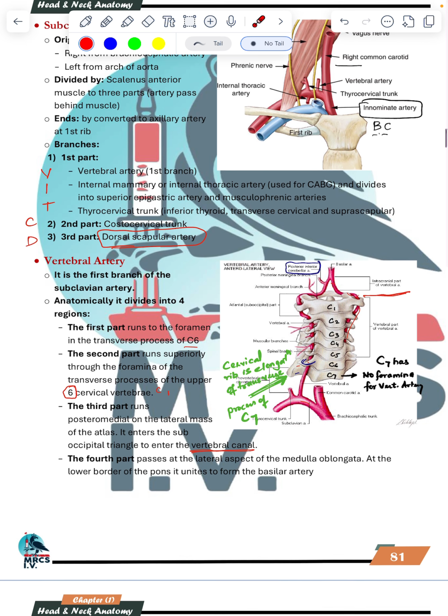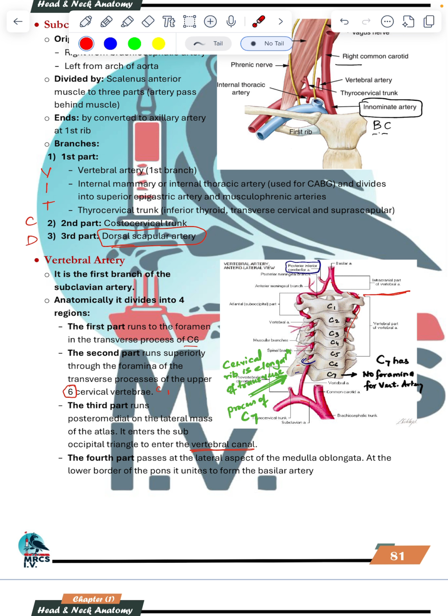The vertebral artery is the first branch of the subclavian artery. Anatomically it is divided into four regions. It is going up like this. It enters at the sixth cervical vertebra.